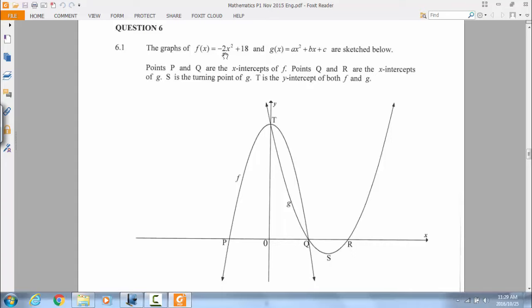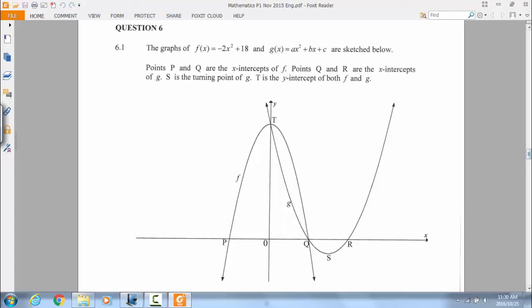We can immediately see by the fact that there's a negative in front, that's this sad graph. So obviously they've told us, but you can see it nonetheless. This one's going to be a positive because it's a happy face graph. It says points P and Q are the intersects of F, so Q over there, P over there, and R is the intersect there. S is the turning point, as we can see, and then T is the y-intercept of both.